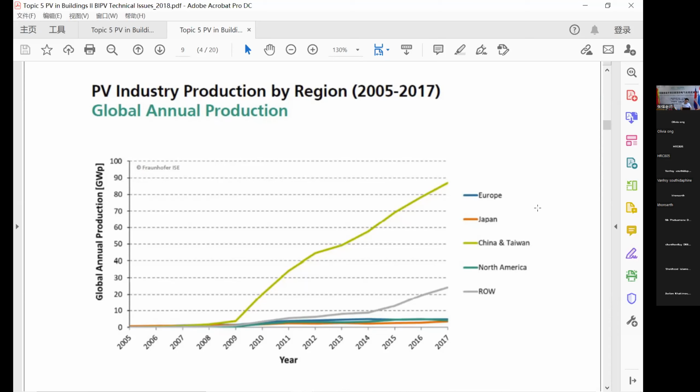We should not only see the operational period. Yes, it is clean and environment friendly, but we also need to take care of the fabrication process and the recycling process. These two processes have a lot of pollution and consume a lot of energy. I believe ROW stands for the remaining of the world. So in scale, I think China dominates the PV module.